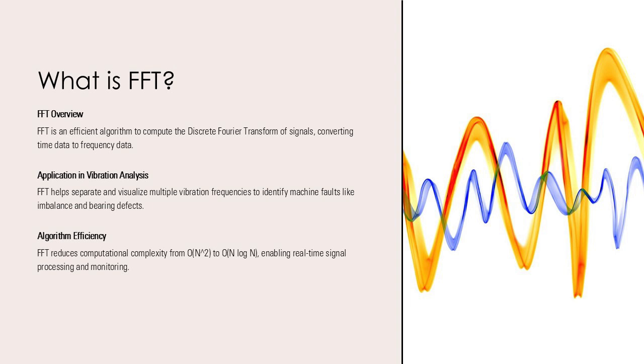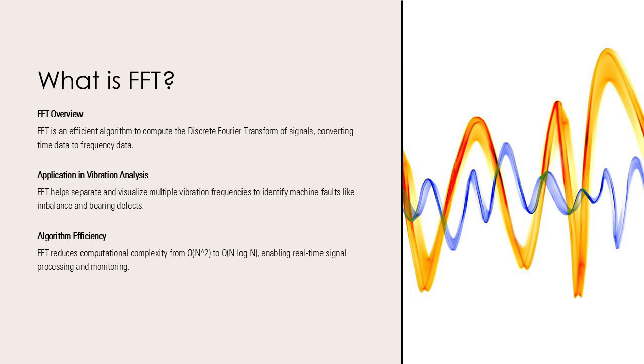By applying FFT, these frequencies can be separated and visualized, making it easier to identify which components correspond to specific machine parts or faults. For example, an imbalance in a rotating shaft typically appears as a peak at the rotational frequency, while bearing defects often show up at higher harmonics.